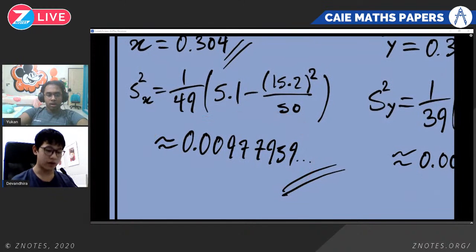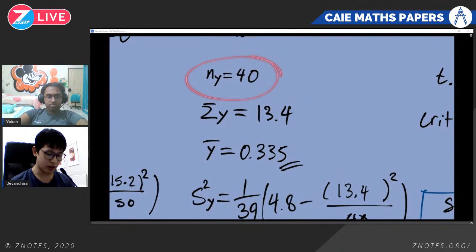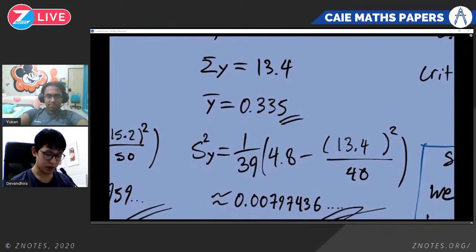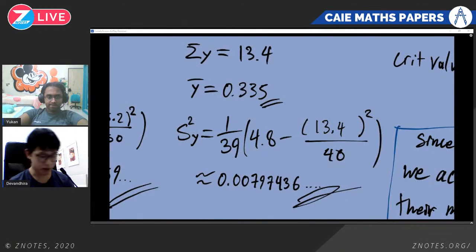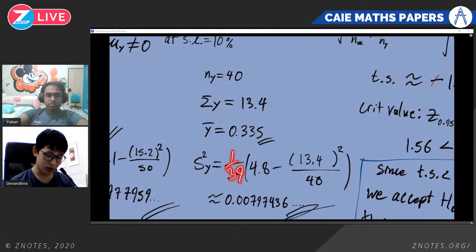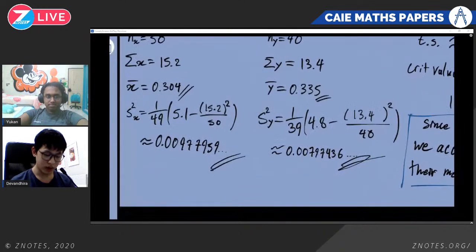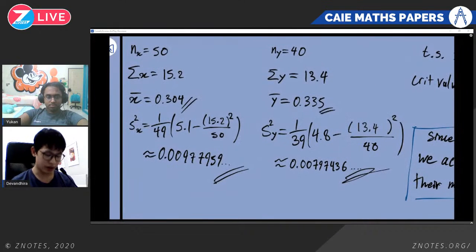Same thing for our y. Don't forget, we also have to do our y. So our y is 40 instead, and the mean is just 0.335. Same process for finding the variance. So we have 40 minus 1 is 1 over 39. 4.8 is the sum of y squares. Don't forget to put the sum of y here and square it. Divide by the total number of samples, which is 40. So you have these two variances right here. And yeah, congrats if you get them.